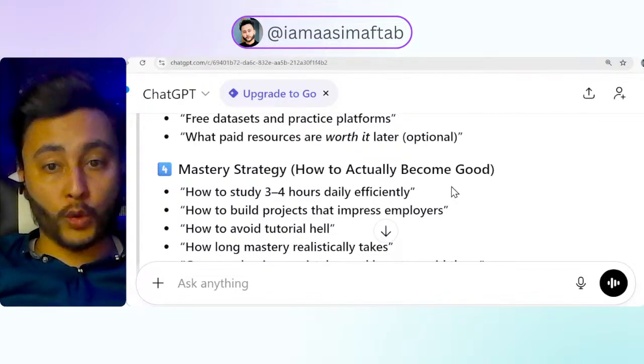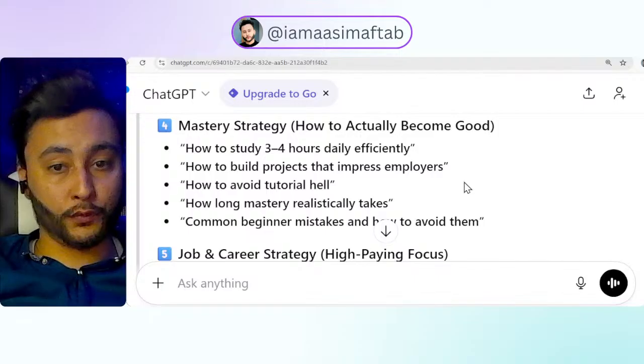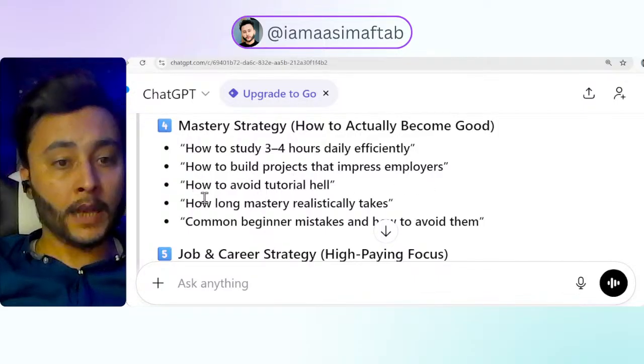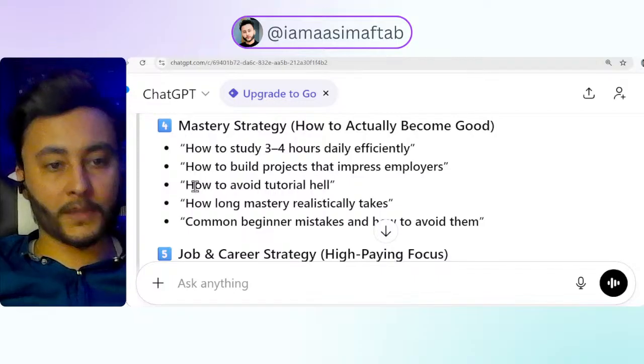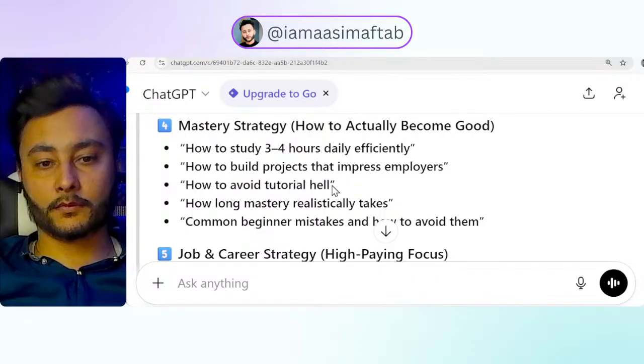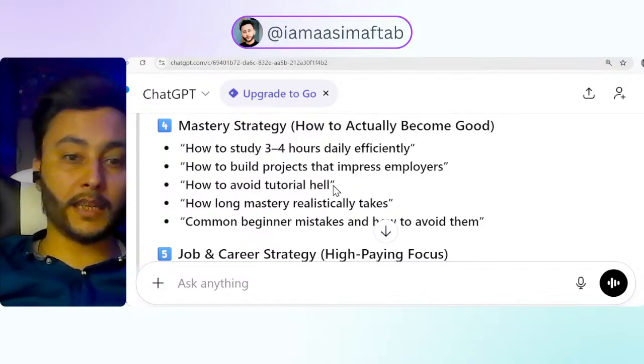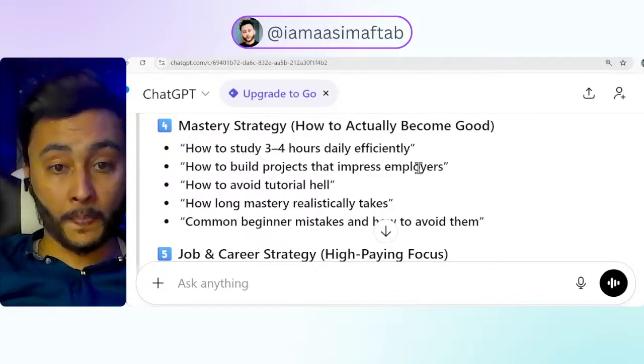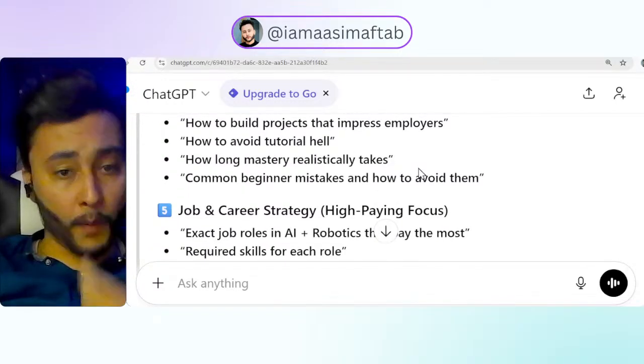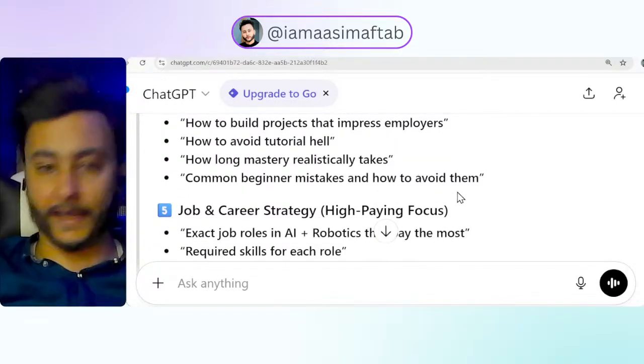Mastery strategy: how to actually become good, how to study 3 to 4 hours daily efficiently, how to build projects that impress employers, how to avoid tutorial hell. See, this is the thing I was talking about. How long mastery realistically takes, common beginner mistakes and how to avoid them.